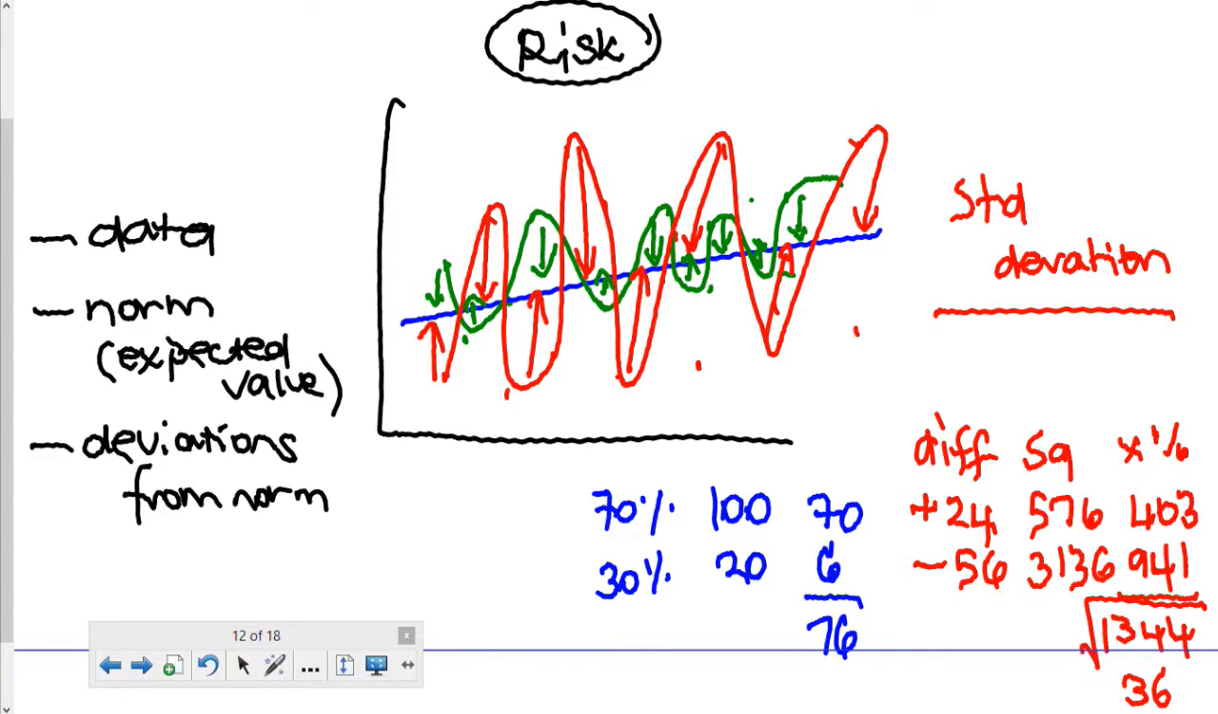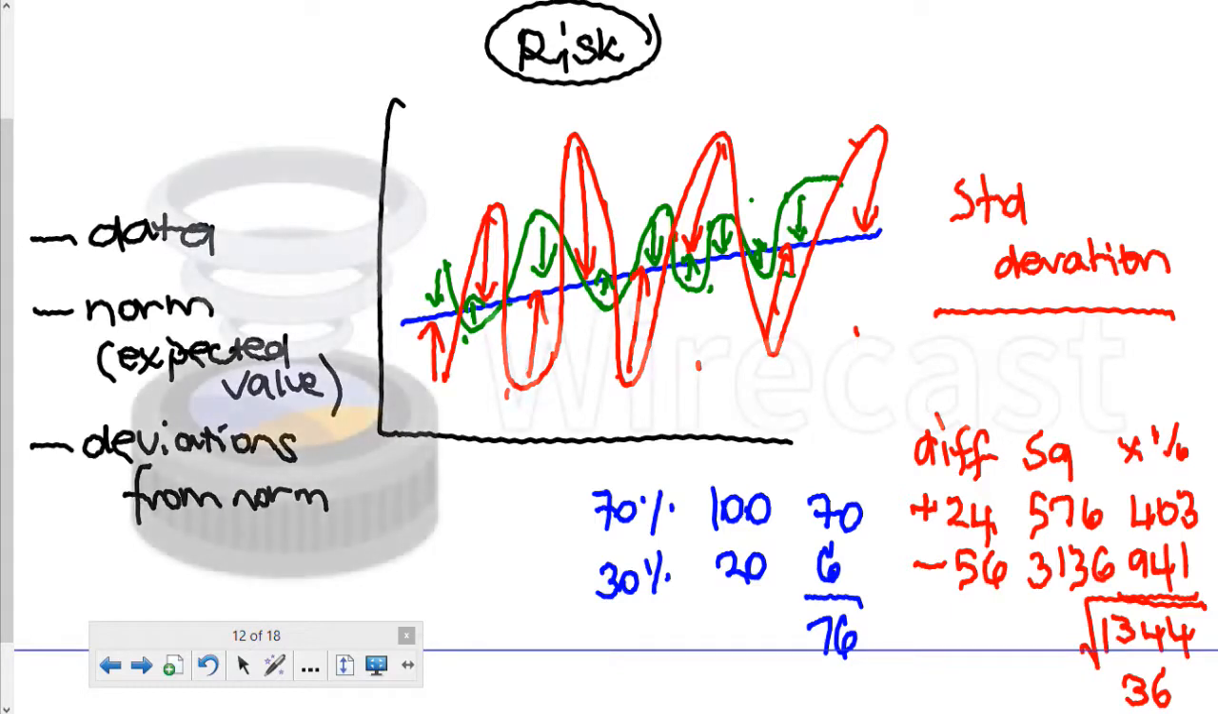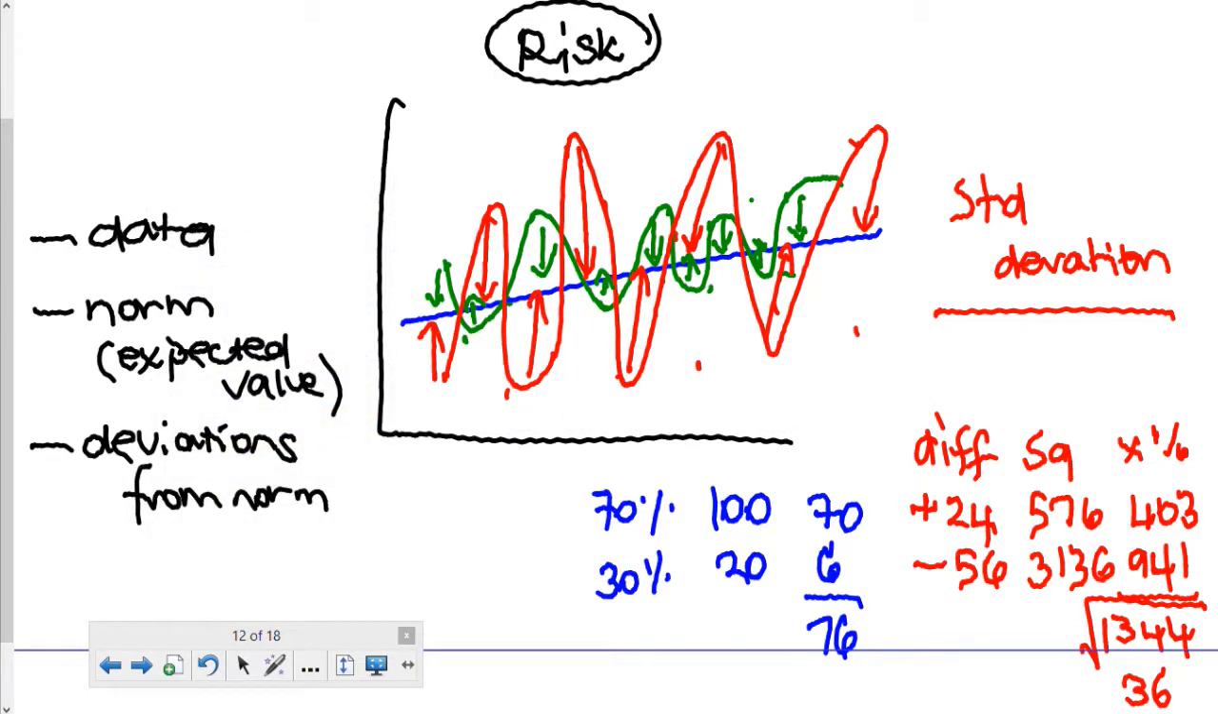Then there's another formula that you see there. It's called coefficient of variation. Do you see it? Coefficient of variation. Now, this number 36 on its own means nothing. It means something in relation to the 76, isn't it? That's what coefficient of variation is.